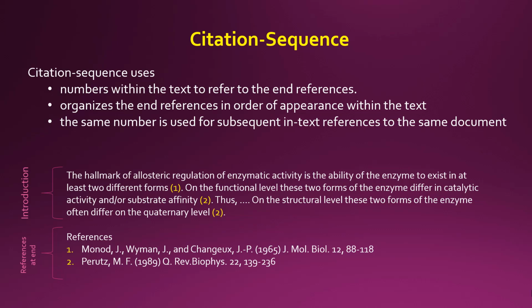So for our example, here's a little introduction paragraph. The hallmark of allosteric regulation of enzymatic activity is the ability of the enzyme to exist in at least two different forms. Open parentheses, 1, close parentheses. So that's your in-text citation. That number 1, if you were to look at your reference list, refers to reference number 1, Monod, Wyman, and Changeux, published in 1965.